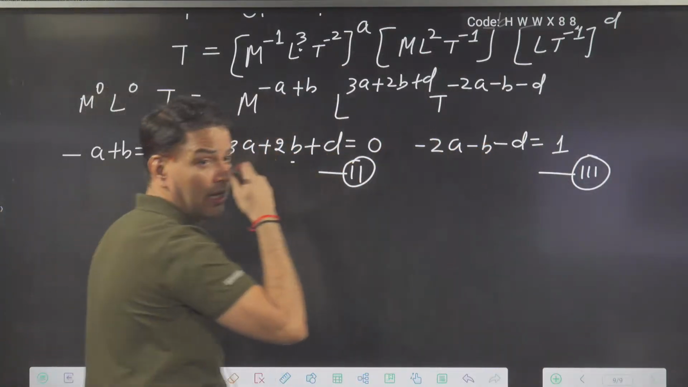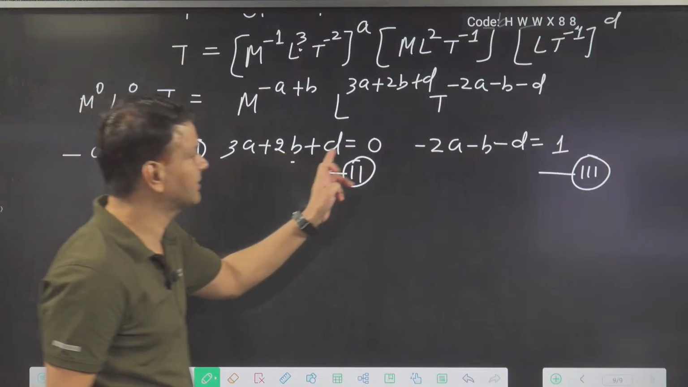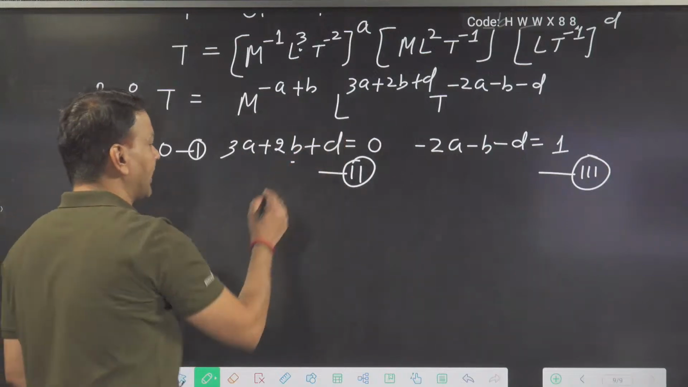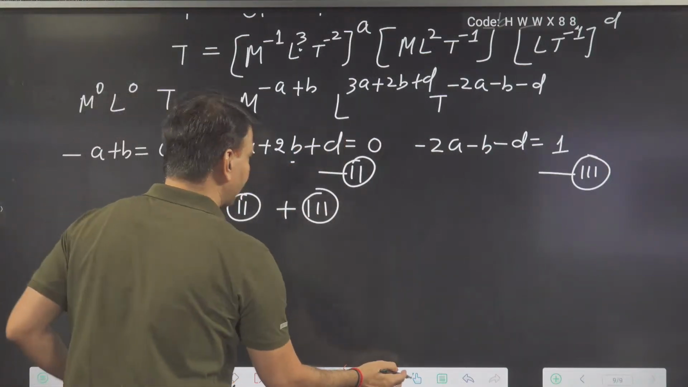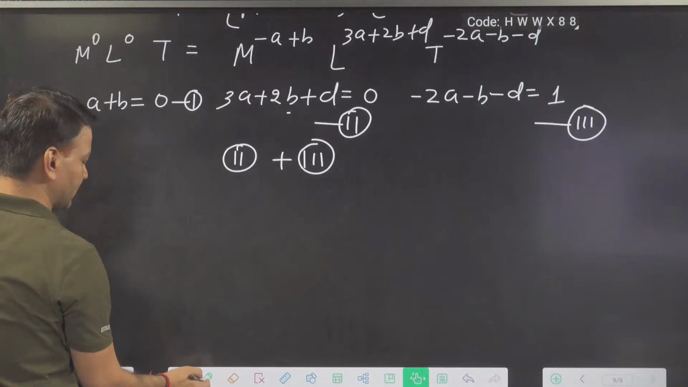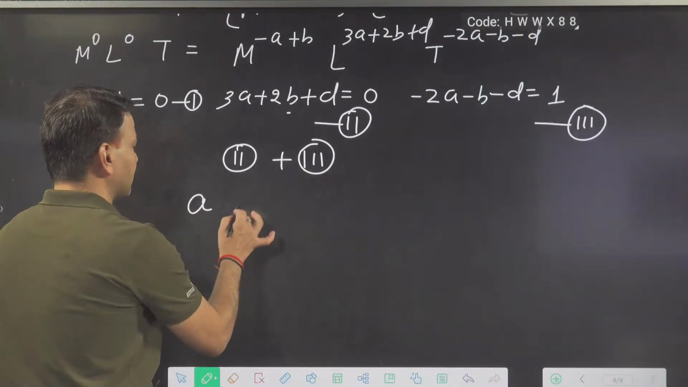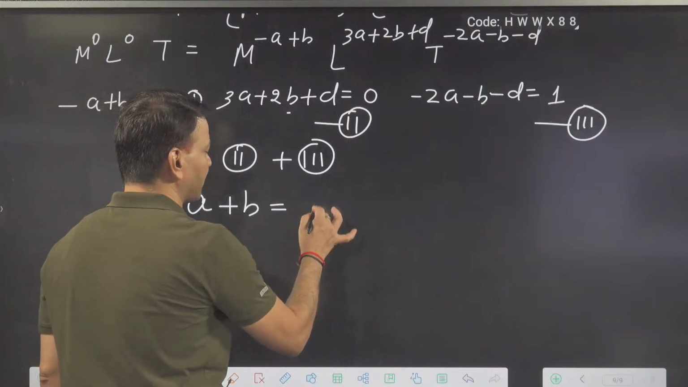How can I eliminate D from the second and third? If I add the second and third equations, then D will get eliminated. So adding second and third, what will I get? 3A minus 2A is A. 2B minus B is B. Plus D minus D cancels out. That is equal to 1 plus 0, which is 1.